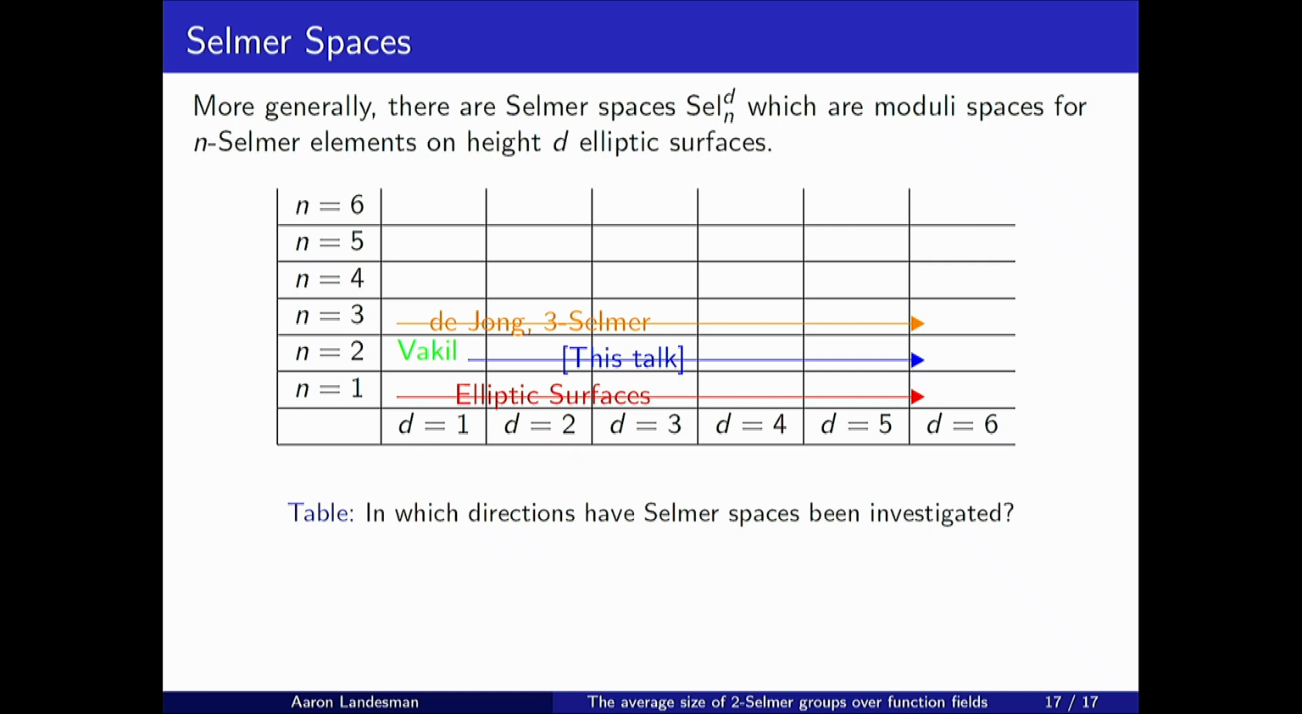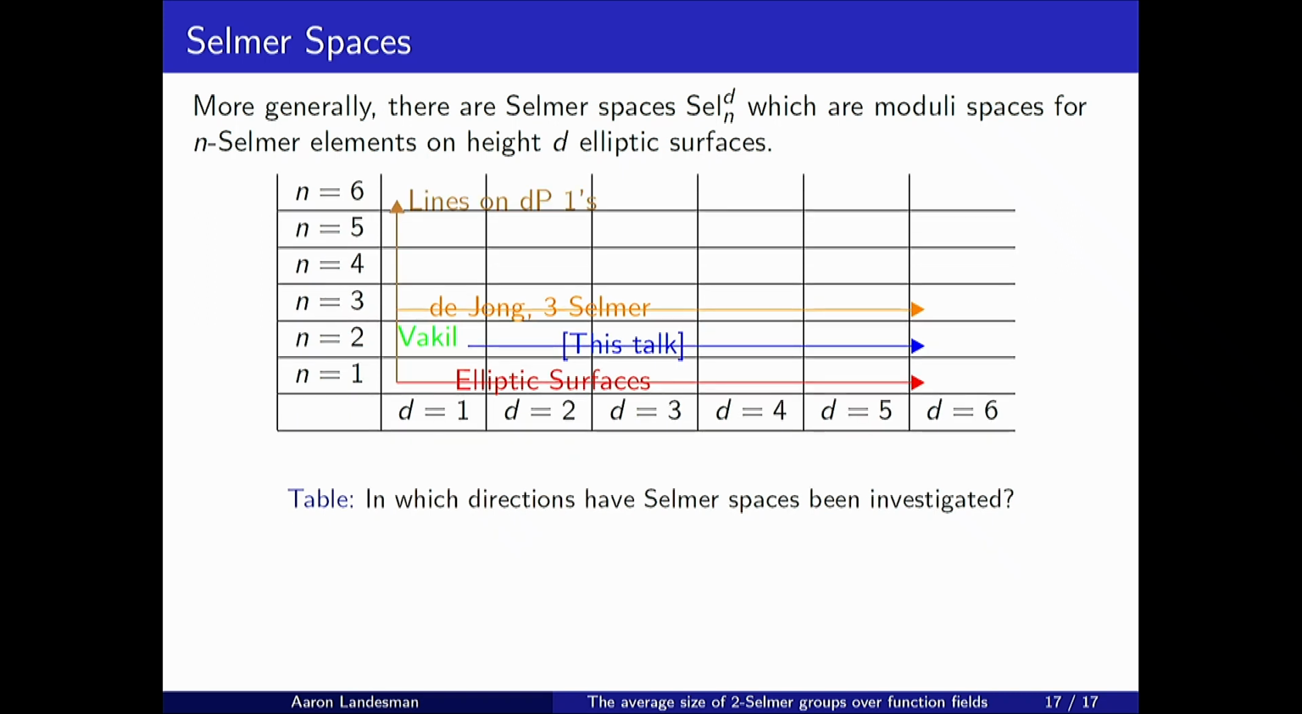Okay, but there's some more things people have studied. As I mentioned when I stated this theorem, Johan de Jong studied the average size of the 3 Selmer group, which is going along this row. And another interesting direction to look in is going vertically. So remember, degree 1 elliptic surfaces, or height 1, are the same as del Pezzo 1 surfaces. Height 2 are the same as K3 elliptic surfaces. So if you go vertically, these Selmer spaces actually tell you about configurations of lines on del Pezzo degree 1 surfaces.